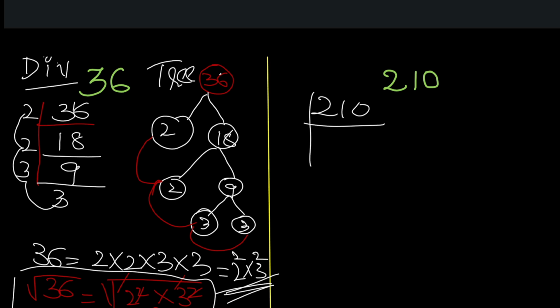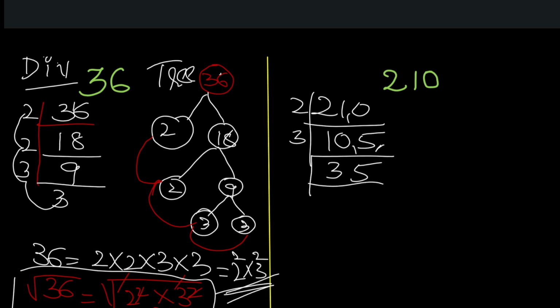210. 2 10s are 20. 1 is remaining. 2 5s are 10. First we have to check the lowest prime number. In 2 table, this 5 unit digit is 5. This 5, an odd number, will not go in 2's table. Let's move to a higher number, 3. 3 3s are 9, 1 is remaining, 3 5s are 15.